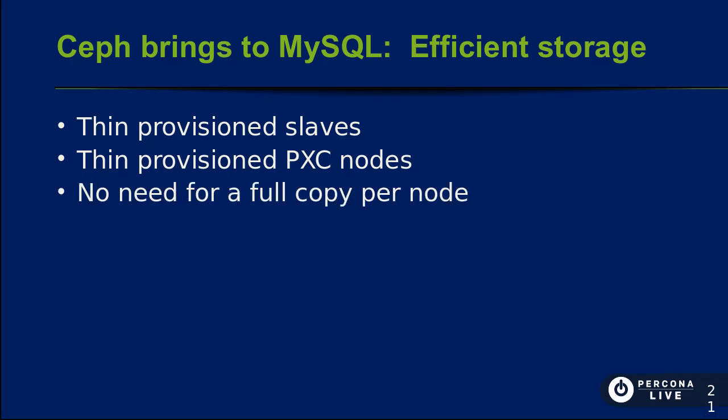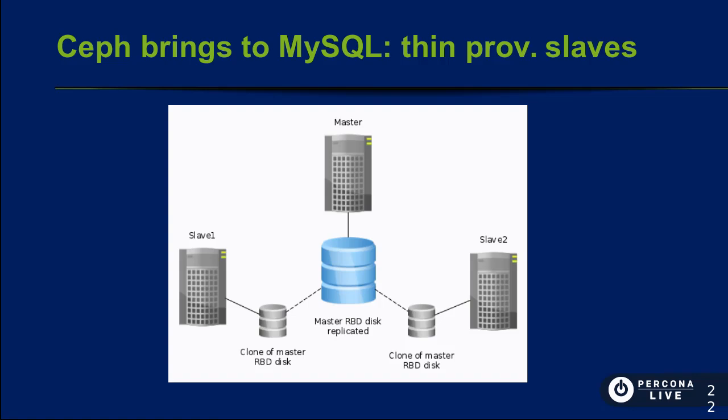So I'll give you an example here. You have a master which has an RBD disk, replicated, all that, and you want to spin up slaves. You snapshot and clone and mount the clone. And then all the storage or the pages that changed since will grow over time, but once it's too large, you trash and recreate it. It takes a few minutes, a few seconds.